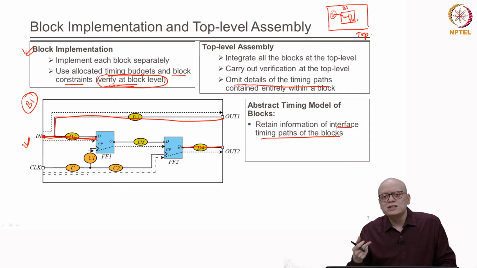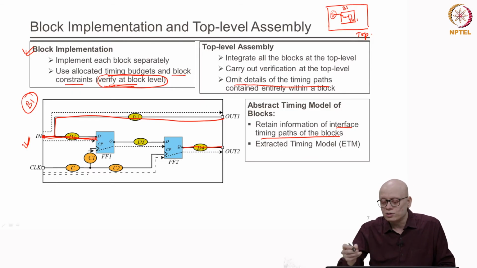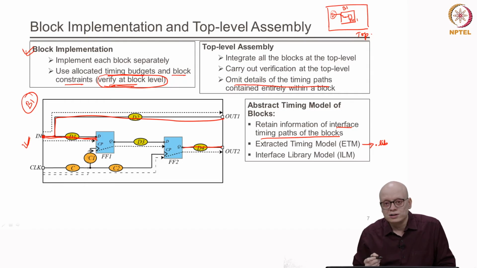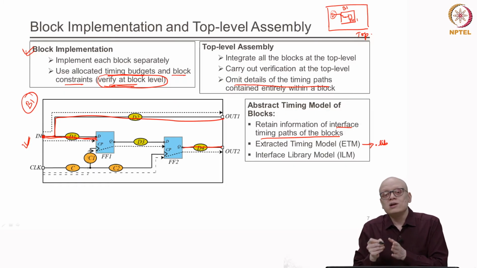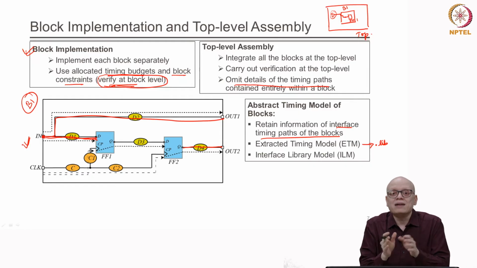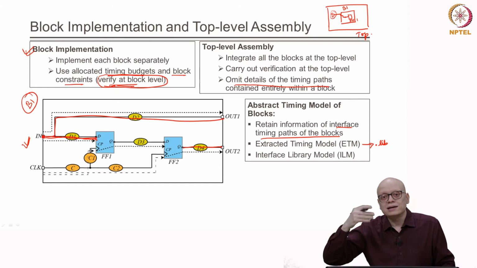There are many ways in which the interface paths can be modeled. One of them is using an extracted timing model, which is a model using a .lib file, and the other is using an interface library model, which models the interface paths using logic gates. Commercial tools support this abstract model in many ways, so I suggest that you look into the manual of the tool that you will be using in your physical design implementation. In those manuals, it will be indicated how an abstract timing model can be created for a block, and you can use that model when you are integrating that particular block at the top level.